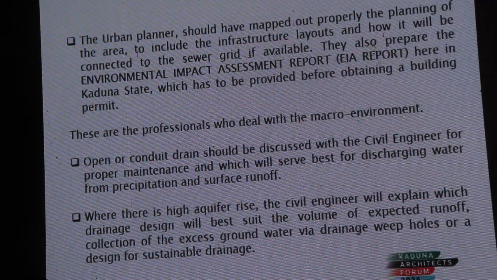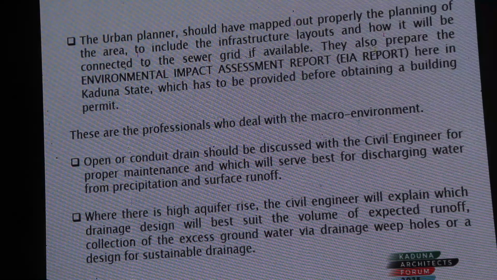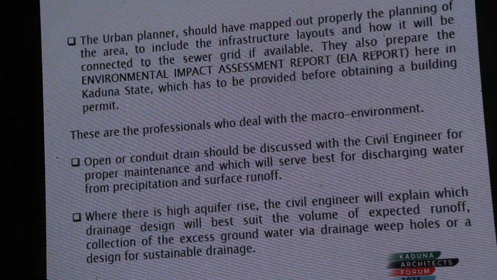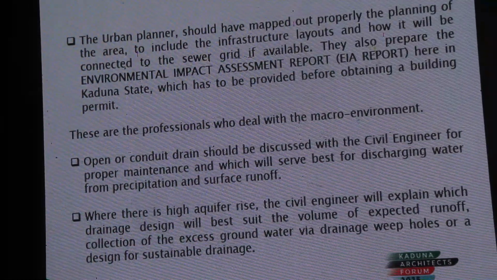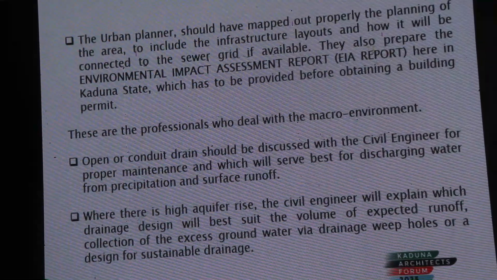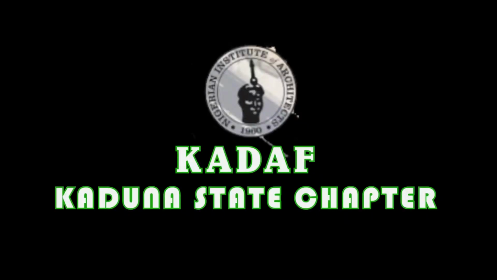if available. They also prepare the environmental impact assessment report here in the real estate. So you know that before you even get any building plan approval, they have to give you this EIA report by the urban planner.